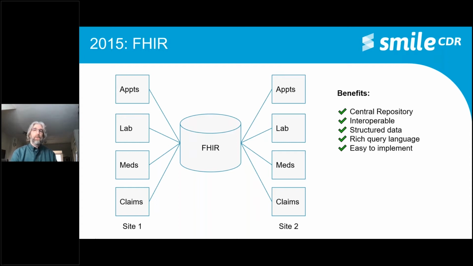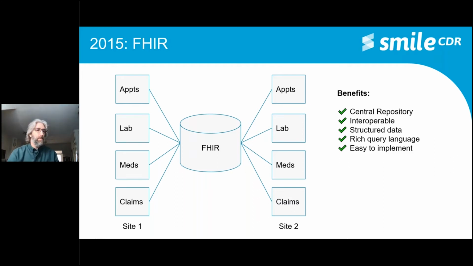It takes a different approach. Rather than one big document with all the information about a patient, it's lots of little tiny resources that are basically JSON payloads. So you have a lab result or a medication dispense, and then these are linked with pointers to one another. So the data is highly structured, and there's a rich query language for searching this FHIR repository. And it's super easy to implement because it's built on all the modern technologies, REST and JSON primarily.